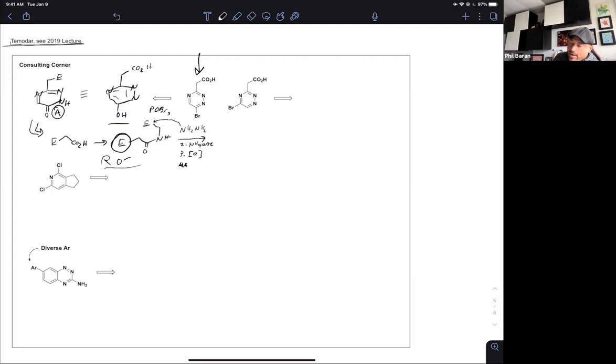Now on paper, Junchen, you write that on the exam, 100% credit. Wonderful. But in the real world, what they want to do is just unveil something at the end. Now the orthoester is not going to be that easy to make or handle. So my favorite way of protecting an ester or an acid is just to use the furan.